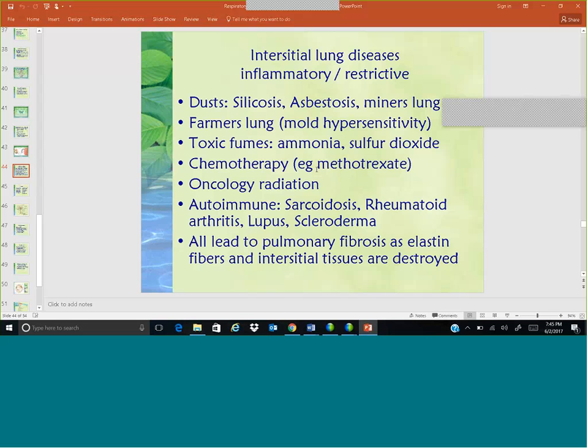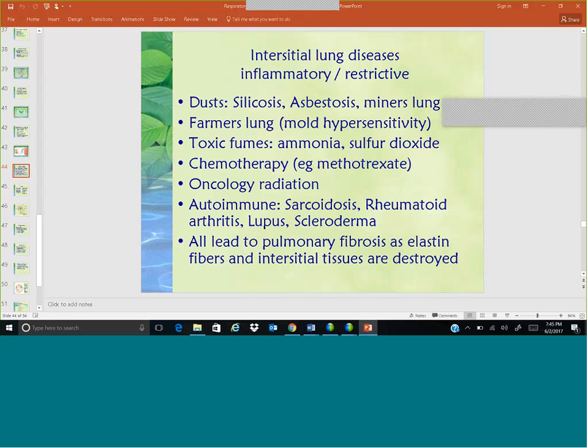Chemotherapy, medications like methotrexate. Methotrexate, we think of it as a type of chemotherapy, but it's not a chemotherapy for lung cancer. It's actually a chemotherapy that is most frequently used in breast cancer, as well as in autoimmune diseases like RA. Oncology radiation can cause some interstitial lung diseases.